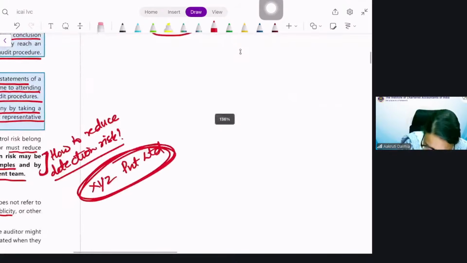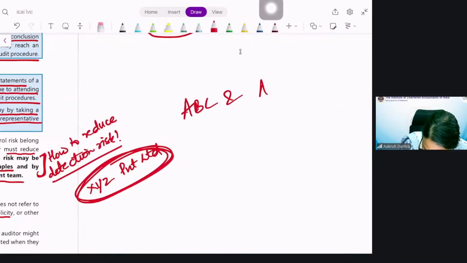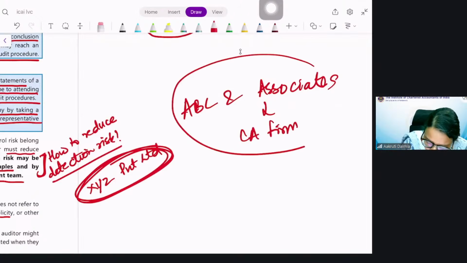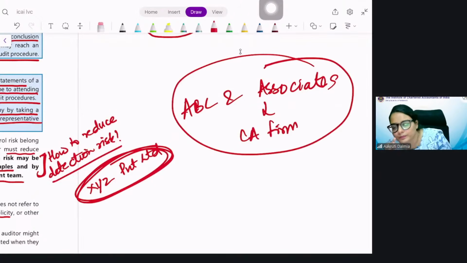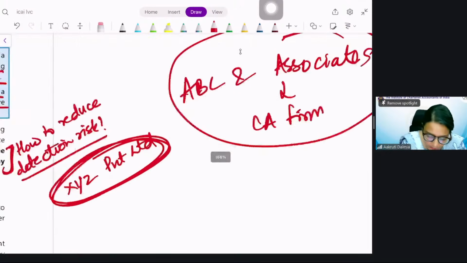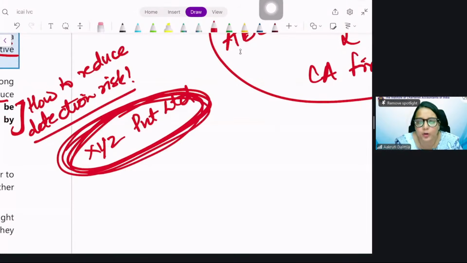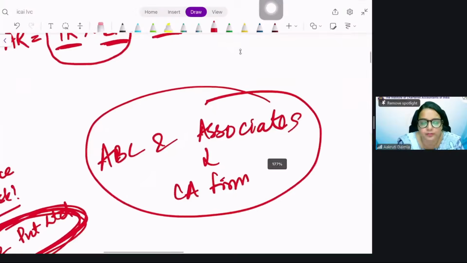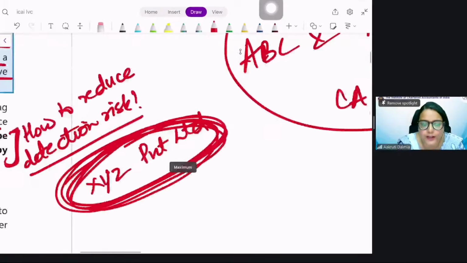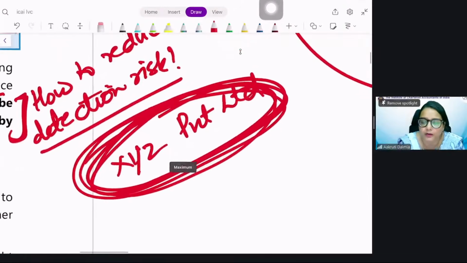I am running ABC and Associates. This is my CA firm. Is it talking about the risks of ABC and Associates? Does audit risk mean auditor risk? No. It's talking about the risks that are in the engagements that we get. Do you understand? So it's not talking about the risk of a CA firm. It's talking about the risk of an engagement that we have accepted.